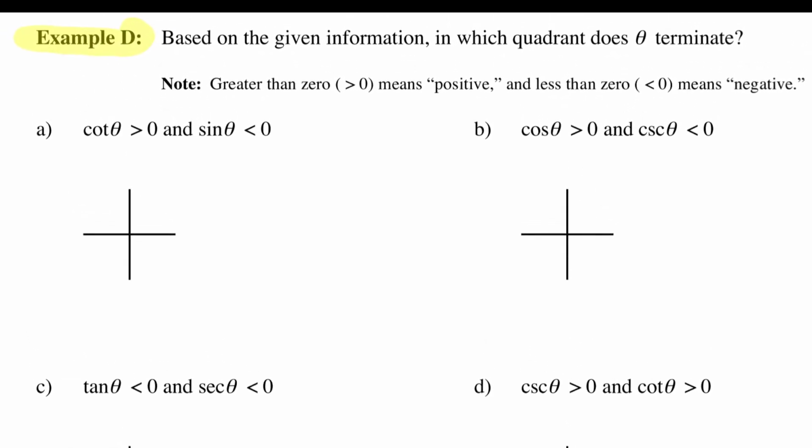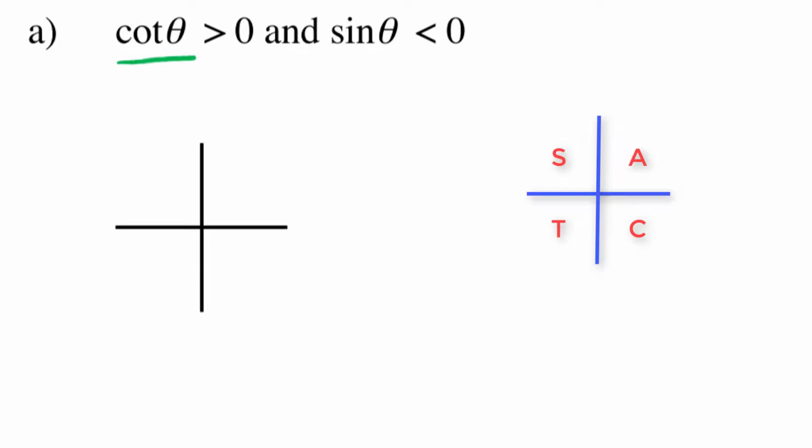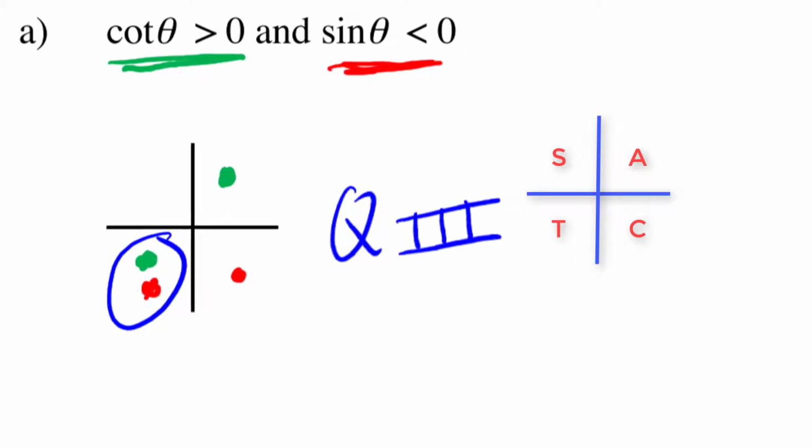So let's put that into play now. In example D, it says, based on the given information, in which quadrant does theta terminate? So notice there's greater than 0, which means positive, and less than 0 means negative. And let's keep in mind the A, S, T, C. So first of all, cotangent theta is positive. That occurs in quadrants 1 and 3. And sine being negative occurs in quadrants 3 and 4. So the question is, where do they combine? And that has to be quadrant 3. That's where both are true, that cotangent is positive and sine is negative.